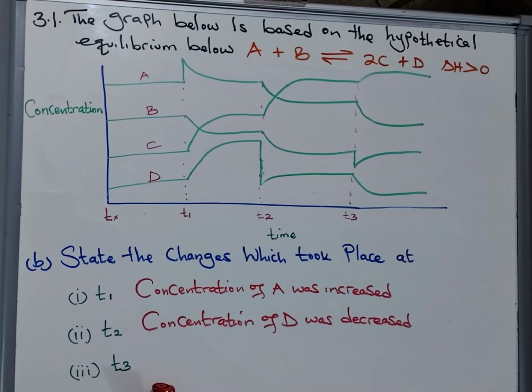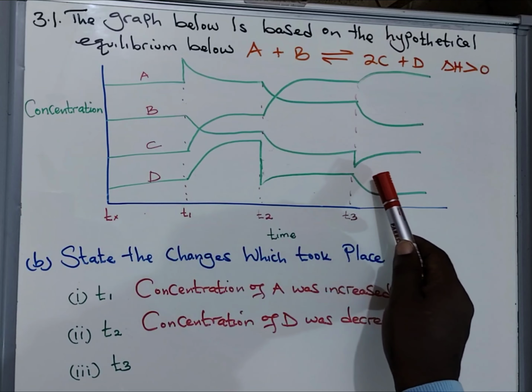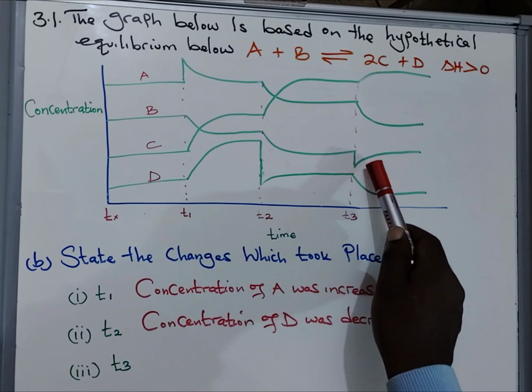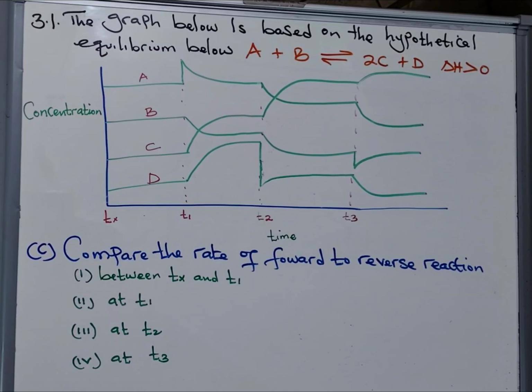Yeah, then we come to T3. What happened at T3? We see a spike downwards at T3 of what? Of B. So we can say at T3, concentration of B was decreased. Yeah, then comes this question.